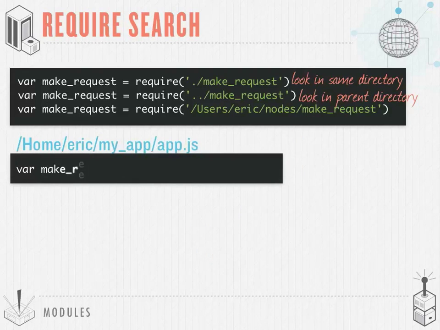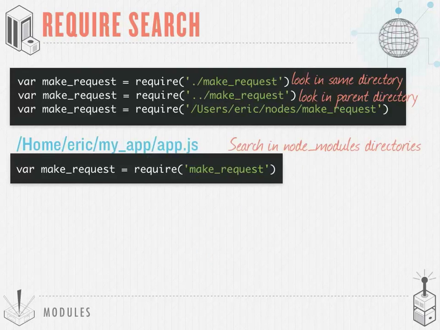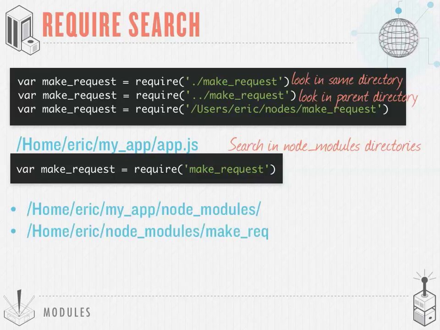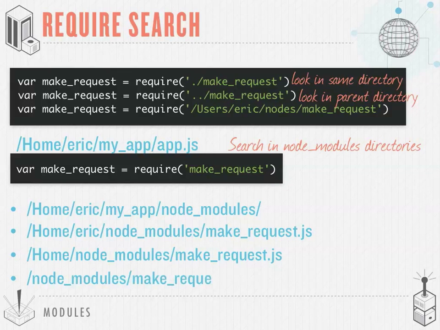By default, what it's going to do is search in the node_modules directory. So as you can see here, we're in /home/eric/my_app/app.js. So when we require makeRequest, it's first going to search in /home/eric/my_app/node_modules. If it doesn't find it there, it'll keep going up one directory and searching in the node_modules directory.